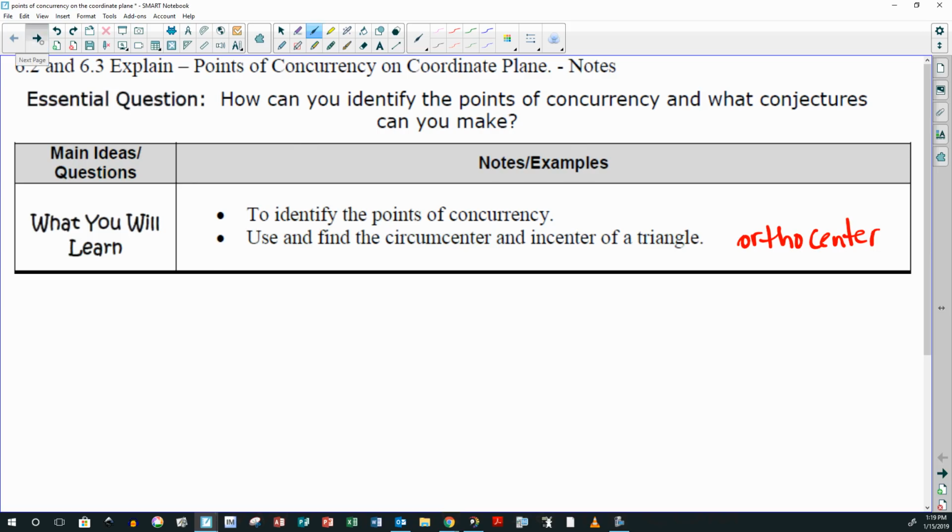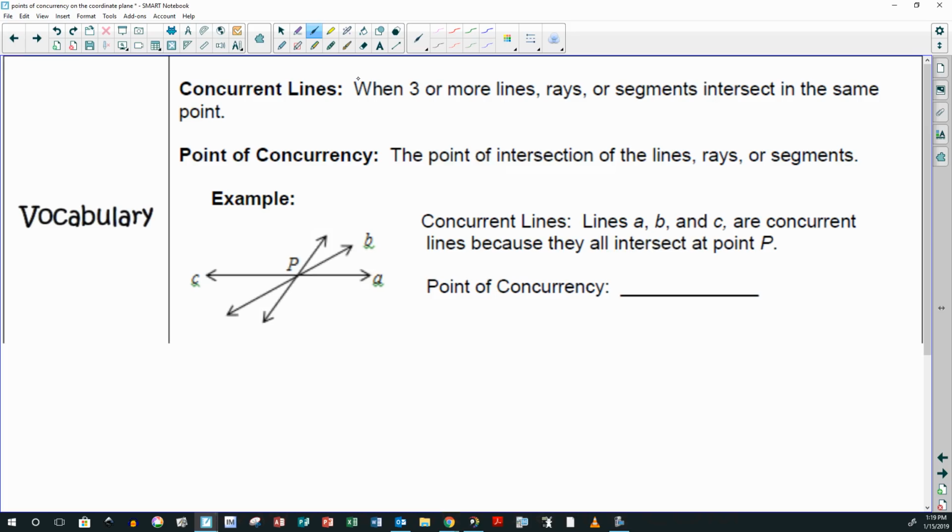All right, so review. Three or more lines, rays, or segments that intersect in the same point, those are your concurrent lines. Where they intersect is your point of concurrency. Based on this picture, lines A, B, and C intersect at point P. So point P is your point of concurrency.